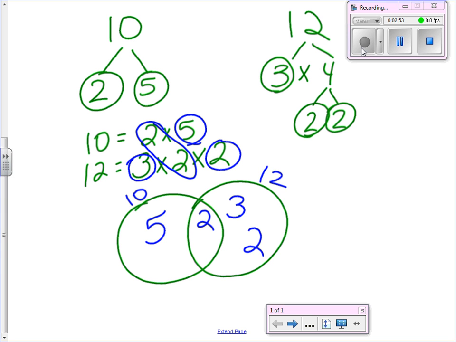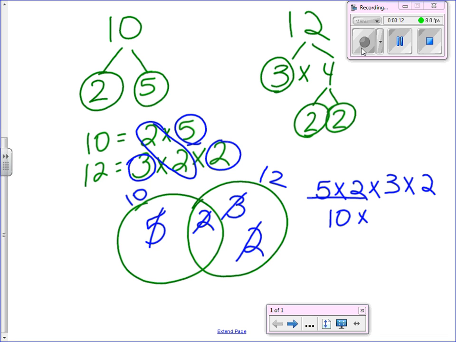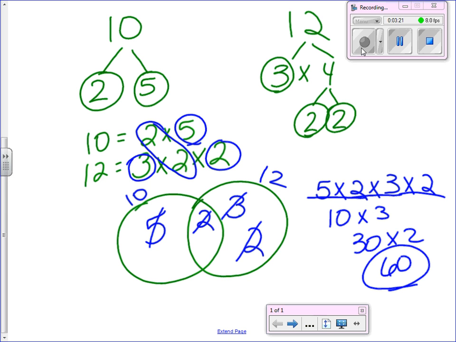To find the least common multiple, I will now take each of the numbers that are in my Venn diagram and multiply them. So I would do 5 times 2 times 3 times 2. So I can do 5 times 2 is 10. 10 times 3 is 30. And then 30 times 2 is 60. So I still get the same answer as I did before. It's just a different way of doing it.